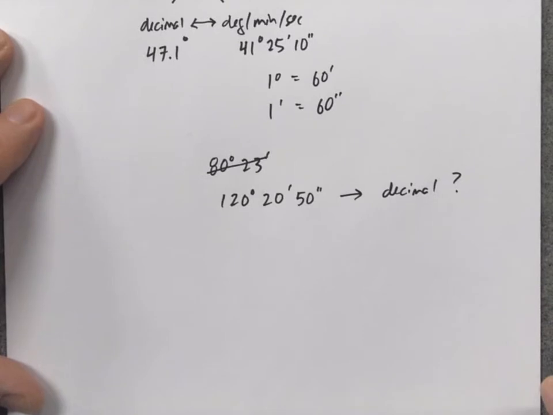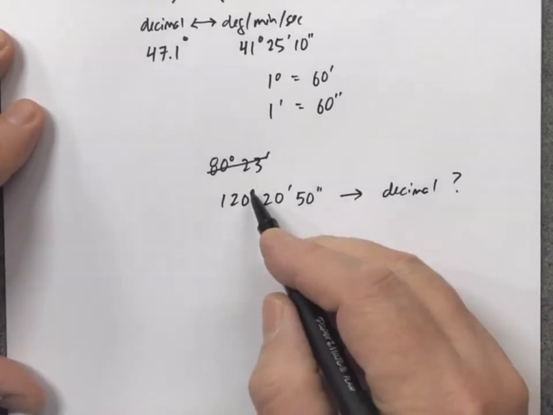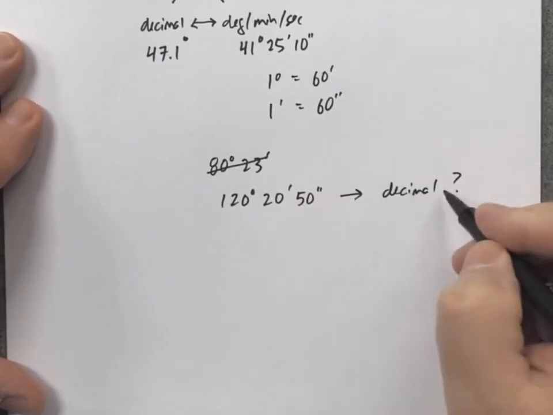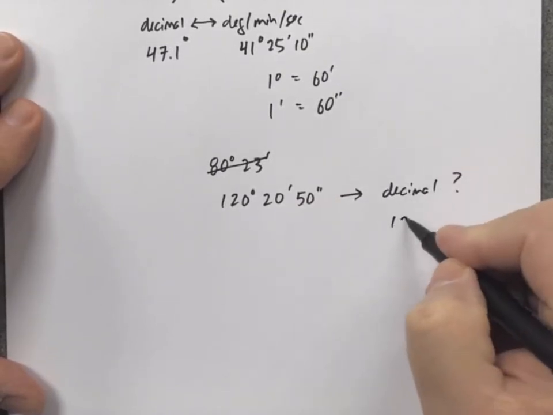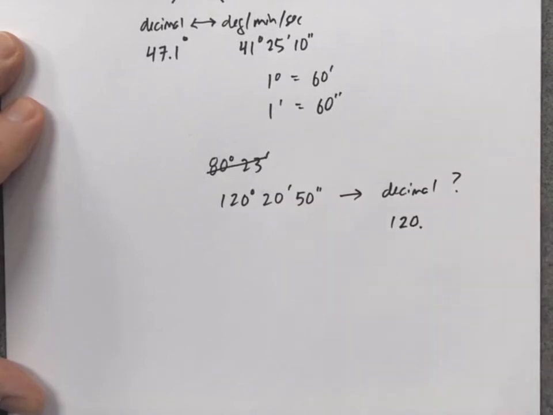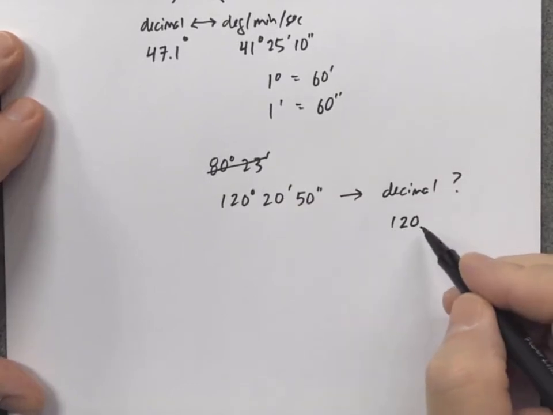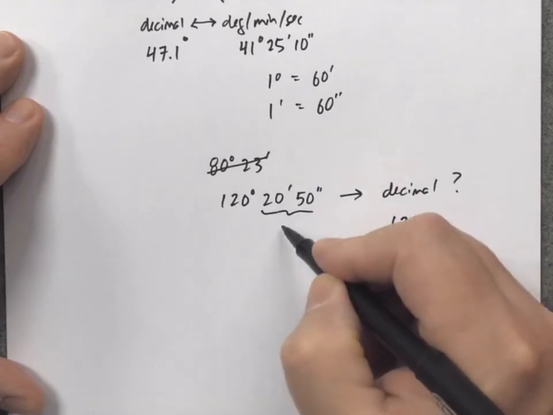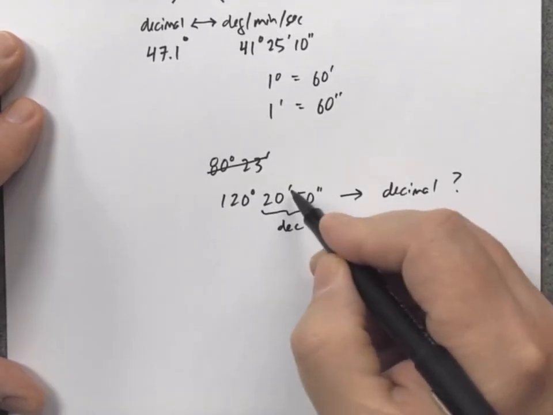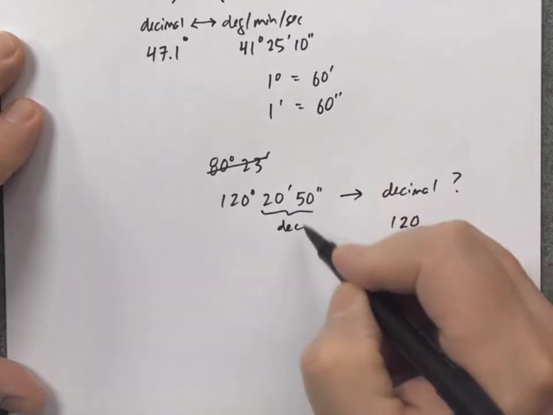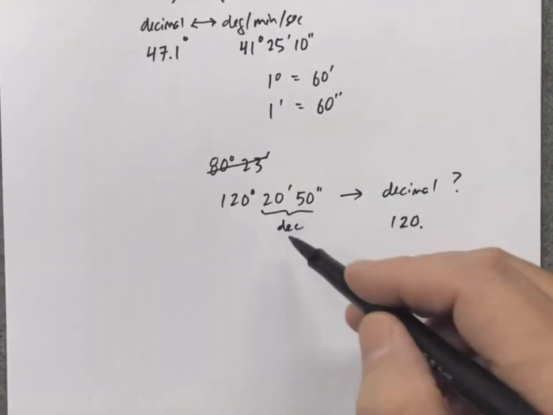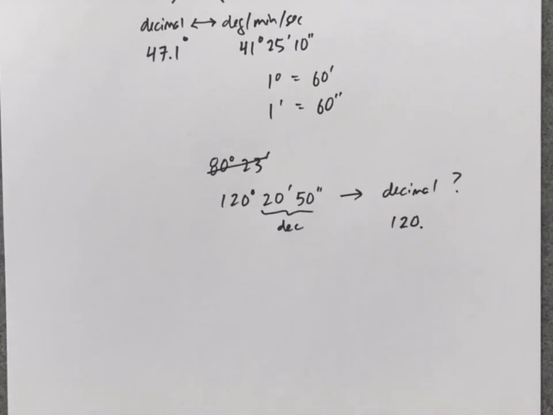Now the thing you need to understand, when we convert back and forth, the degrees part of this number is not going to change. In other words, when I get my answer over here, it's going to be 120 point something. This 20 minutes and 50 seconds is what we call the decimal part. This is what I have to convert to a decimal that's going to go over here.